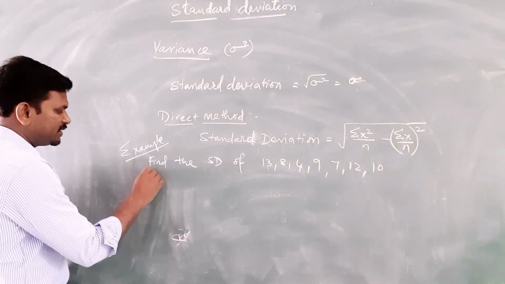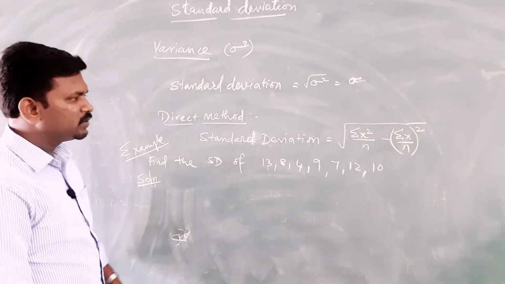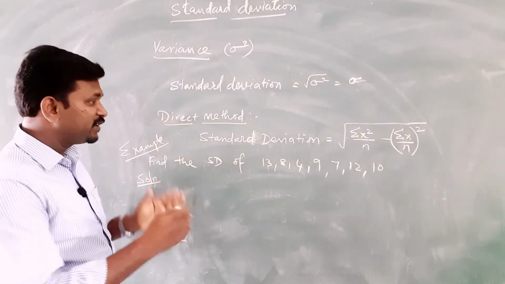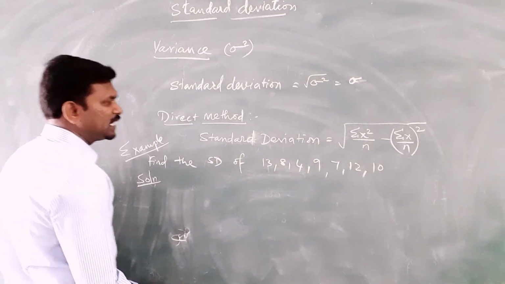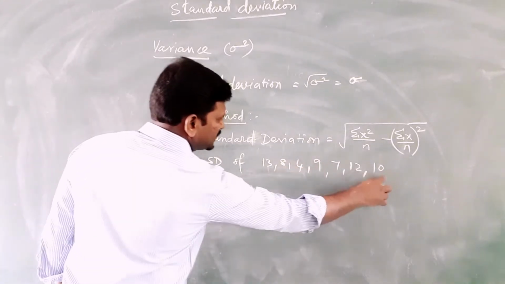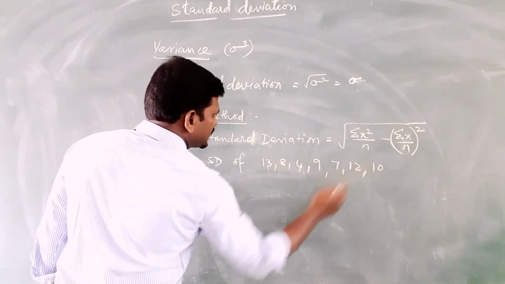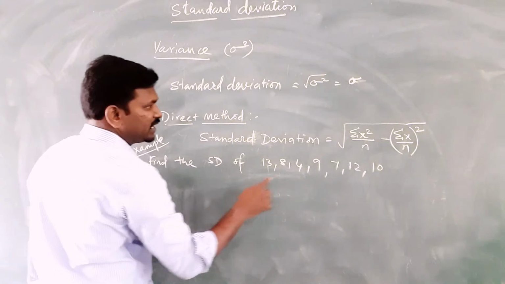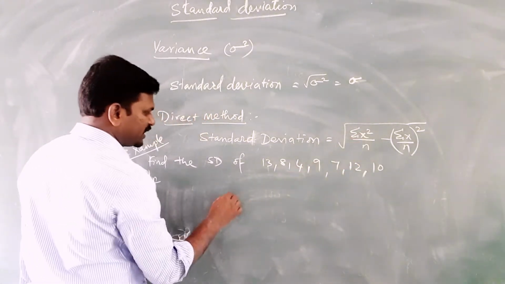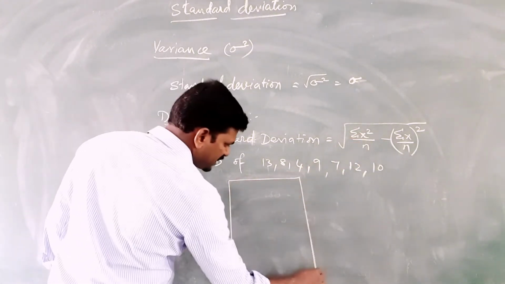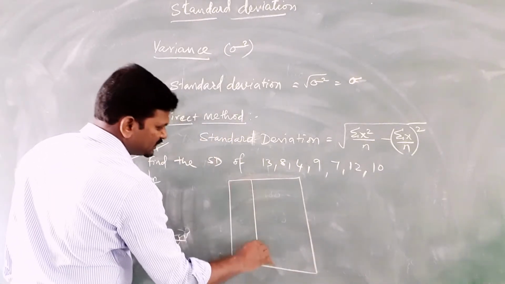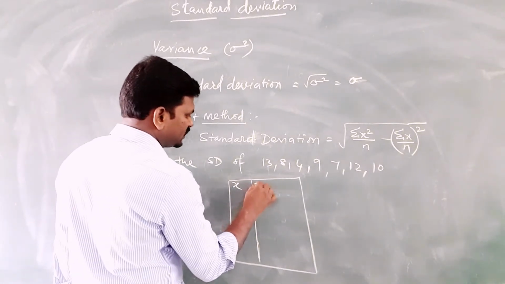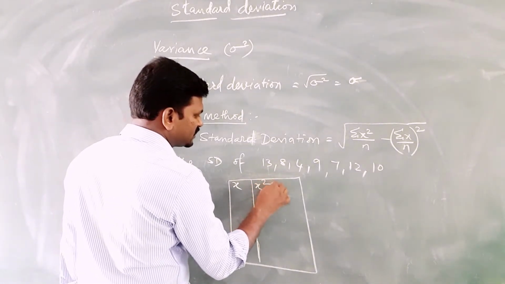When you write the solution for these kinds of questions, we have to draw a table with columns. These are the observations x1, x2, x3, xn. We have to find sigma x square. See here how I am doing it. This is x, this is x square.